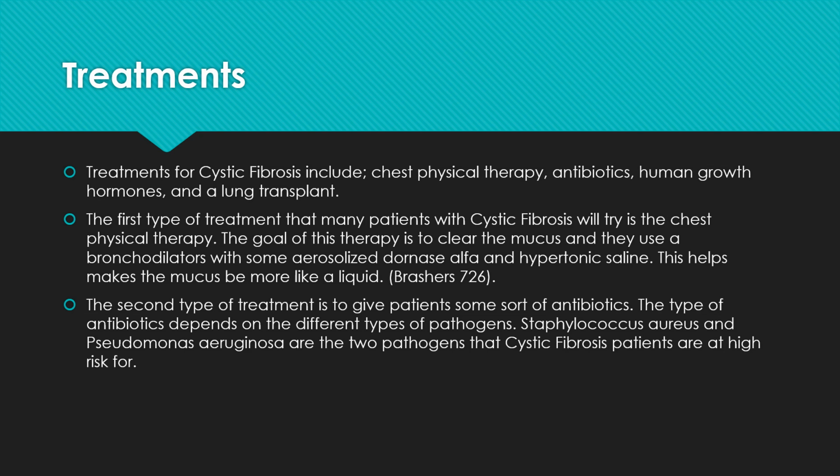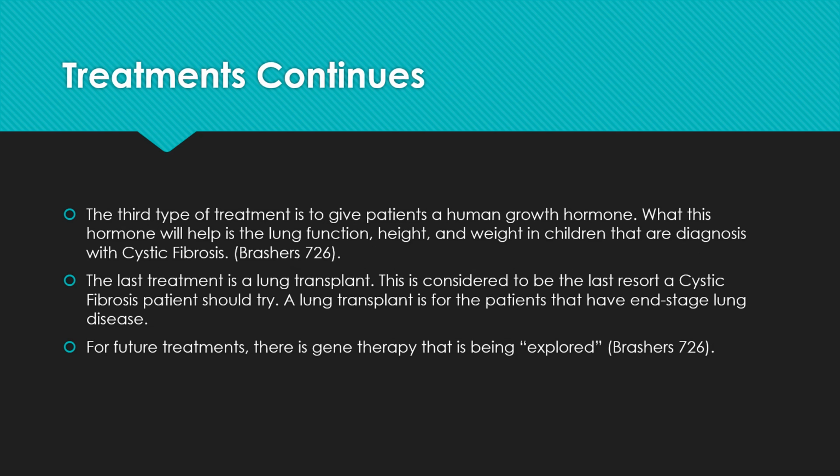The second type of treatment is to give patients some sort of antibiotic. The type of antibiotic depends on the different types of pathogens. Staphylococcus aureus and Pseudomonas aeruginosa are the two pathogens that cystic fibrosis patients are at high risk for. The third type of treatment is to give patients a human growth hormone. This hormone will help lung function, height, and weight in children that are diagnosed with cystic fibrosis.